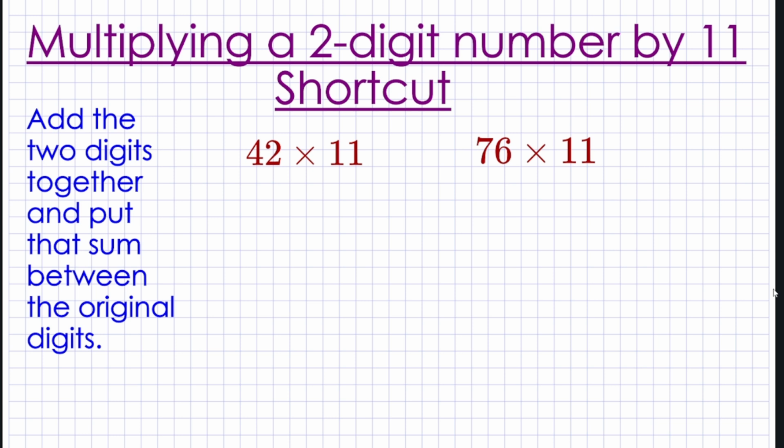So let's summarize this shortcut we just saw. So multiplying a two-digit number by 11, what we would do is we add the two digits of the original number together and then put that sum between the original digits. So for 42, you split up the 4 and the 2, and in the middle, you put 4 plus 2. So 4, 6, 2. 462 is your answer.